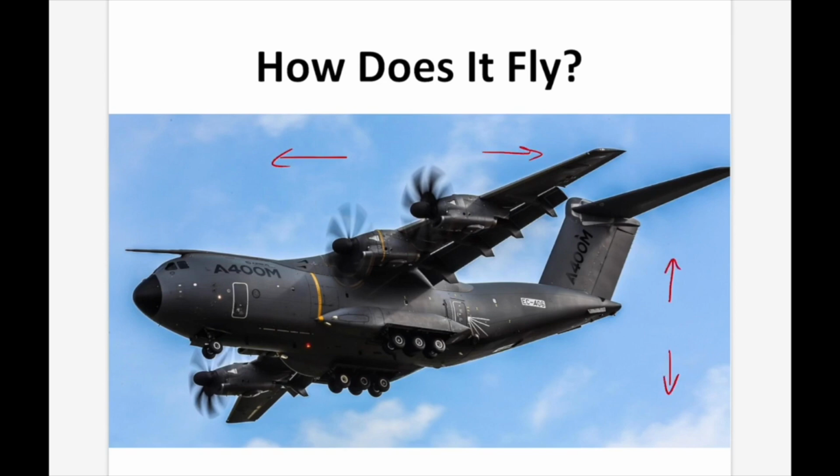As long as this force of lift is greater than the force of gravity, then the plane goes up in the air. As long as the thrust is greater than the drag, the plane will accelerate forwards. So to get the plane off the ground, we need to have a larger thrust, which is going to create this lift, lifting the plane off the ground.